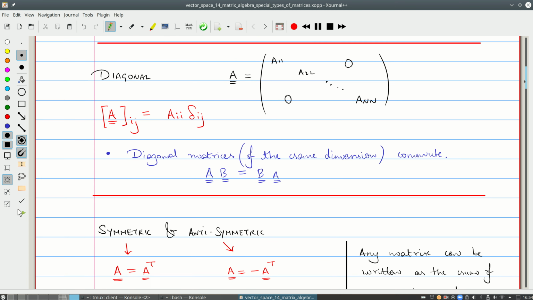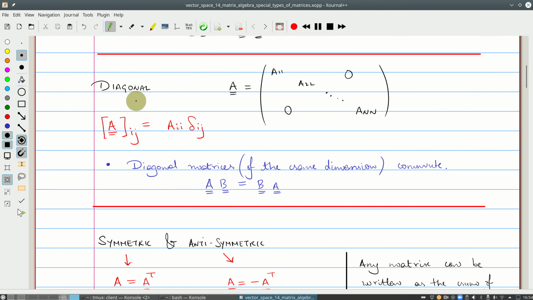Okay, so let's start with the ones we've seen before. Just to remind you, a diagonal matrix has its non-zero terms only along the diagonal and zeros everywhere else. A short way of writing this is that the ij-th element of A is equal to a_ii times the Kronecker delta ij. This delta ij ensures that when i is not equal to j, that means off the diagonal, we get a 0, and if i is equal to j, then we get a_ii. So we have diagonal terms only.